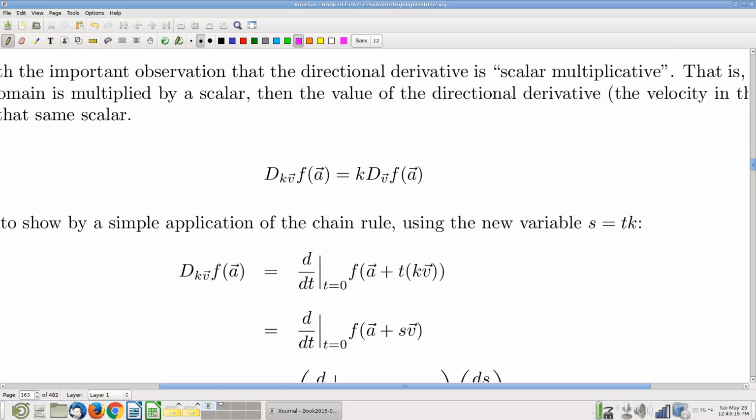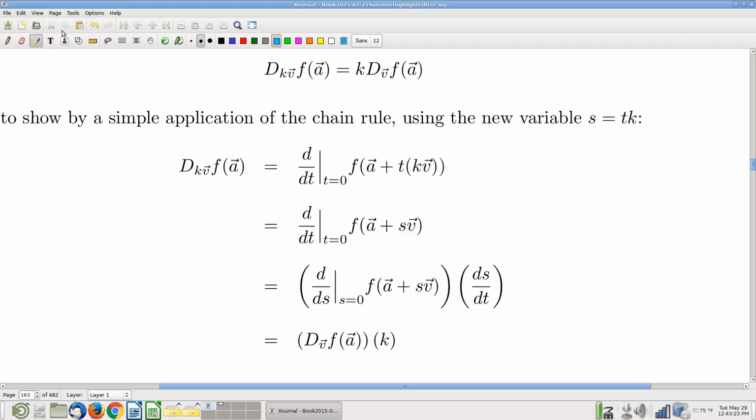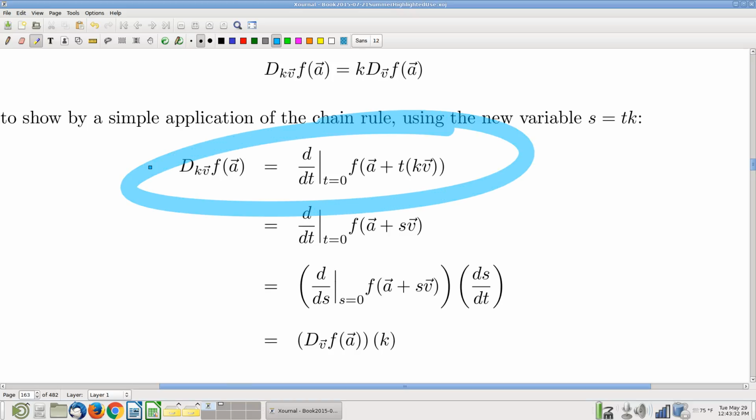Okay, let's prove it though, just to be sure. It's a very straightforward calculation. I'm going to take the left-hand side and just compute straight out. There's the definition of directional derivative. It's just a recopy. Notice that my velocity vector here is kv.